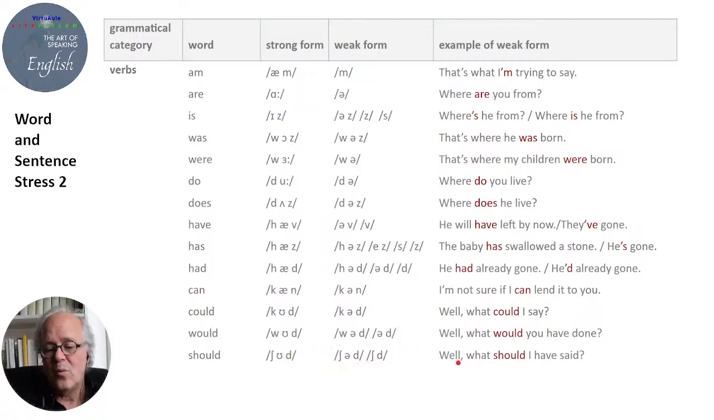Should, well, what should I have said? Should gets changed to should. What should I? Or just should. What should I have said? Okay, those are all verbs.